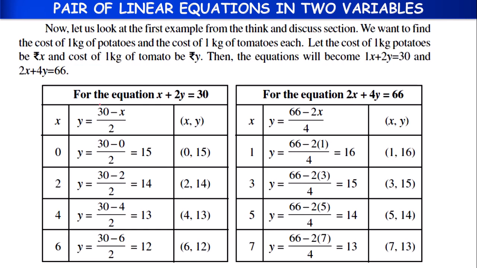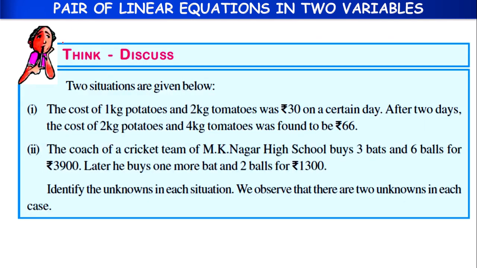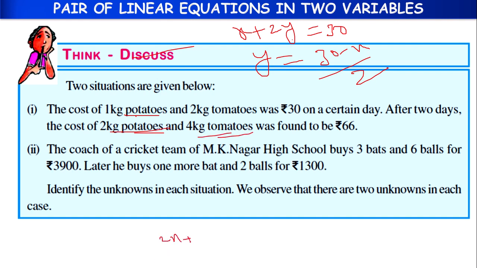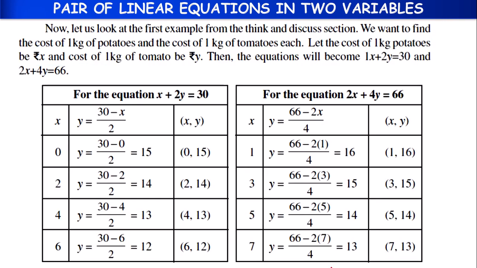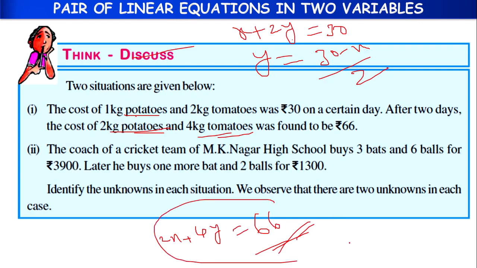Let's try to solve this, children. So here, if the potatoes price is X and the tomatoes price is Y, then 1X plus 2Y equal to 30. This is one equation. If we isolate Y, we can write 30 minus X by 2. And the second condition, 2 kg potatoes, 4 kg tomatoes. So 2x plus 4y equal to 66. This is the second one. In this also, if you isolate y, there is 66 minus 2x by 4. Like this we can write.